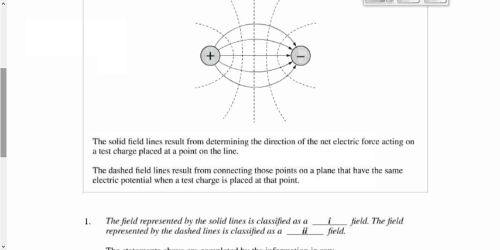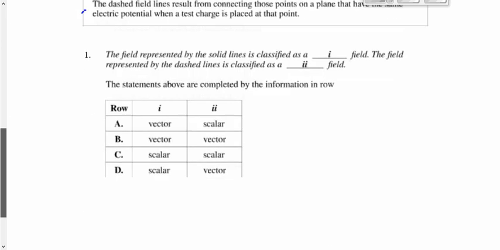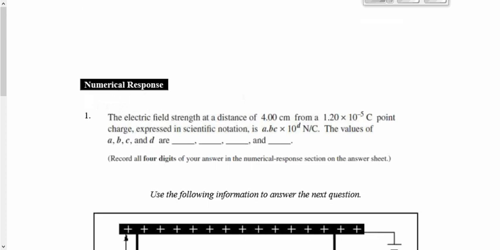We don't even have to know what this is. It's not part of Physics 30. This is not a test of what this dashed field line of equal electric potential is. It's testing, do you know what a vector is and what a scalar is? A vector has direction, a scalar has no direction associated with it. That's all it's testing there. So the answer for this question ends up being A, a vector field and a scalar field.